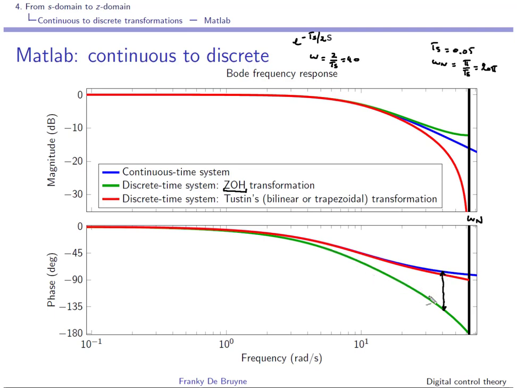So this is how you see here that this zero order hold mechanism is really taken into account in this zero order hold discrete description of the system. So if you're going to use a discrete description for direct digital design, you have to take this zero order hold mechanism into account, and this zero order hold equivalent description is the one that you should use.